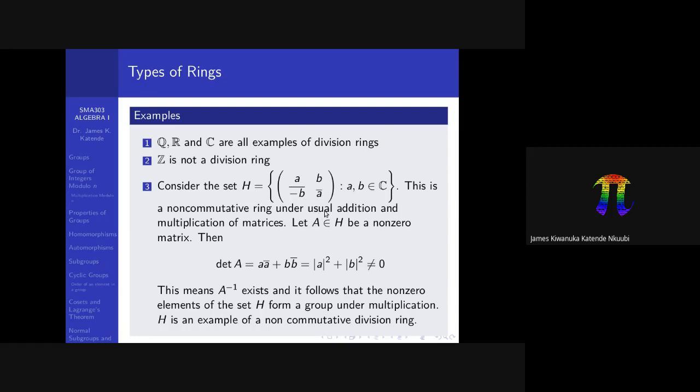Now, under multiplication, we can check that all the non-zero elements will be invertible by looking at the determinants. The determinant is simply computed as this: you multiply A by the complex conjugate of A, then you subtract B multiplied by the negative complex conjugate of B. Because of these two negatives, you will end up with a plus. But we know that if you multiply any complex number by its conjugate, it's the same as the magnitude squared of the complex number. So this is the magnitude squared of A plus the magnitude squared of B, and that cannot be equal to 0.